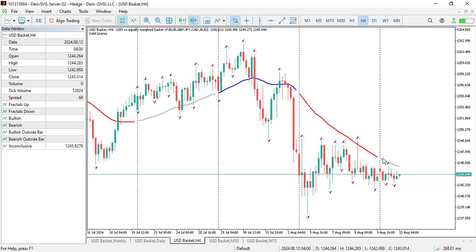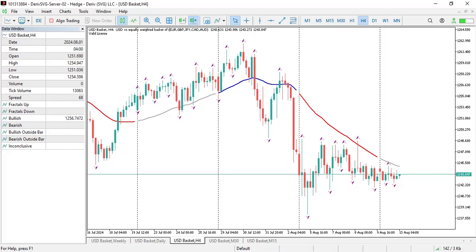Now, usually when we have inconclusive weeks like this, we tend to have a kind of indecision in the market, providing us the opportunity to trade both ways. So we'll see what the market has to offer.